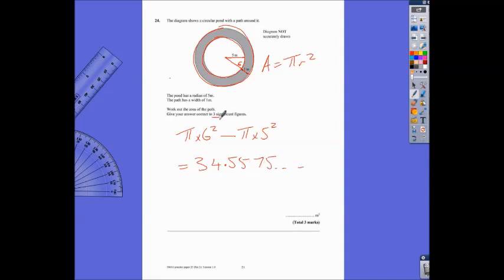34.5575... But it asks for 3 significant figures again. So again, we're after the 3 most important numbers, which is up to there. And if that's a 5 or more, this number rounds up. So it'll be 34.6.